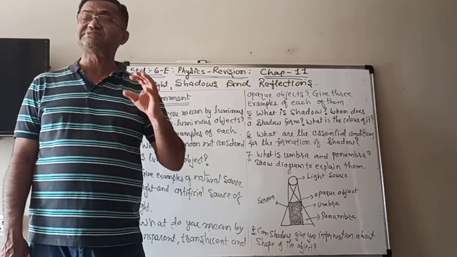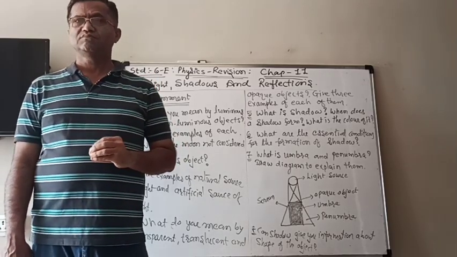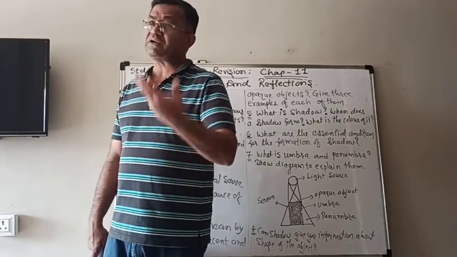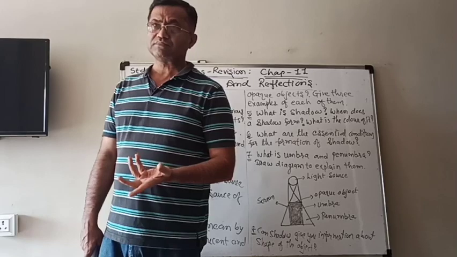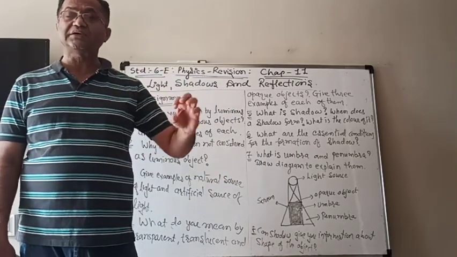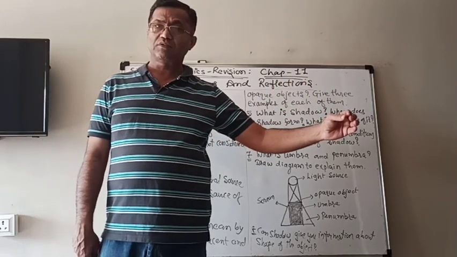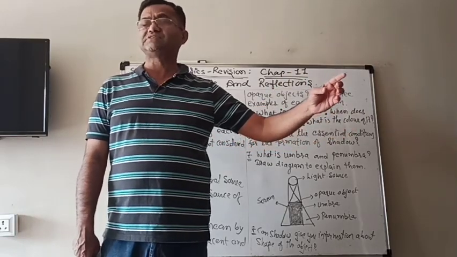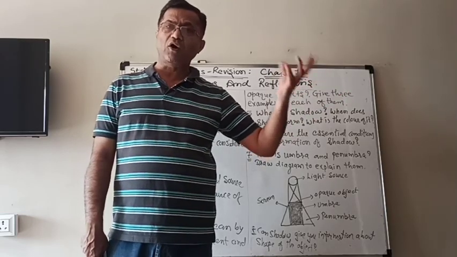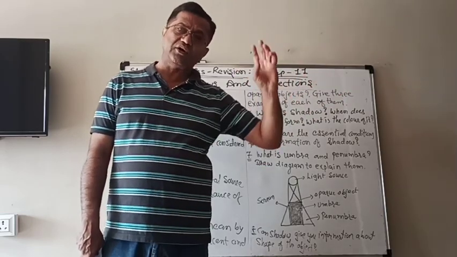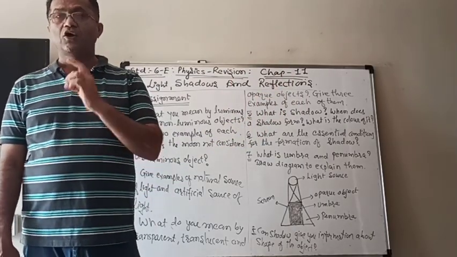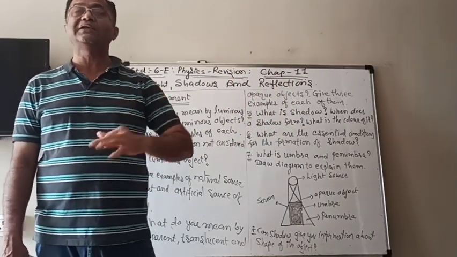Shadow is always black, because that part does not get the light. When you don't get light, what is it? Dark, black. And therefore, the shadow does not depend on the color of the object. Whatever color is on the object, whether green or red or pink or blue, the shadow will be of black color only.